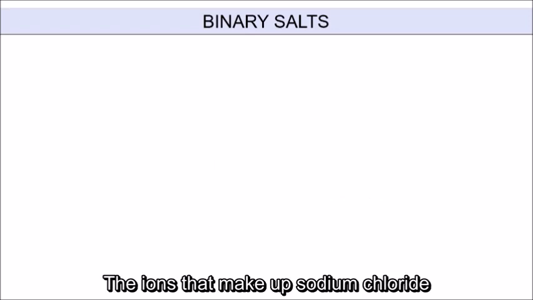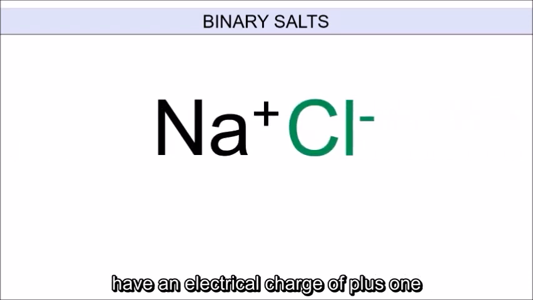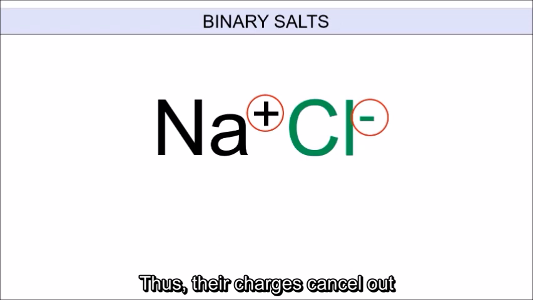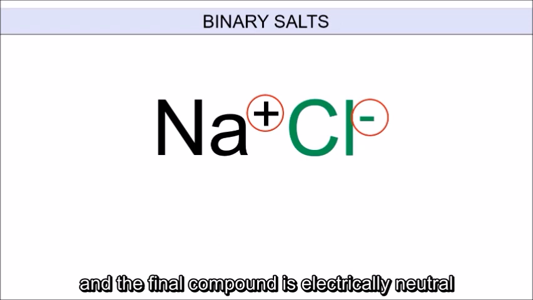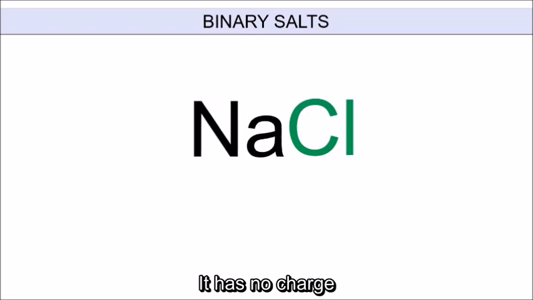The ions that make up sodium chloride have an electrical charge of +1 in the case of sodium and -1 in the case of chlorine. Thus, their charges cancel out and the final compound is electrically neutral. It has no charge.